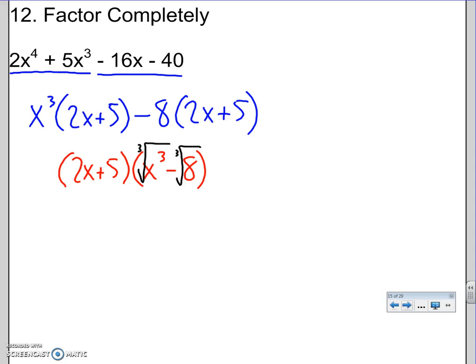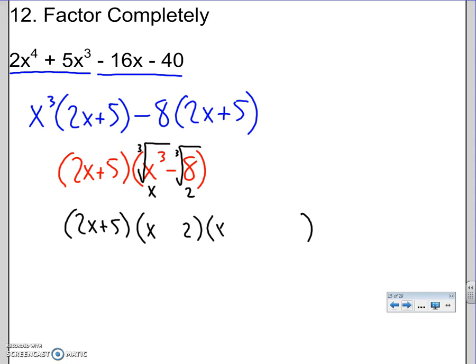This is the difference of cubes. So if I cube root x cubed, I get x. Cube root of 8, I get 2. Remember, this stays here. But the second parenthesis turns to 2 new ones, a small one and a larger one. The first one is just the 2 things we found, the x and 2. Then for the larger one, there's 3 terms. It's the first thing times itself.